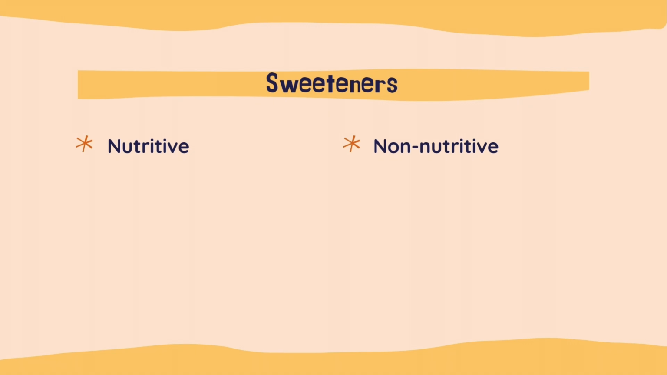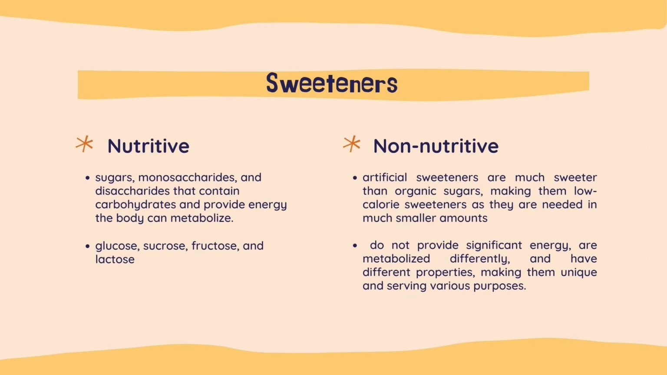Sweeteners can be classified into two categories, nutritive and non-nutritive. Nutritive sweeteners are sugars, monosaccharides and disaccharides that contain carbohydrates and provide energy that the body can metabolize. Examples of these are glucose, sucrose, fructose, and lactose, which are commonly found in food and beverages and naturally found in fruits, vegetables, and dairy. On the other hand, non-nutritive or artificial sweeteners are much sweeter than organic sugars, making them low-calorie sweeteners as they are needed in much lesser amounts.